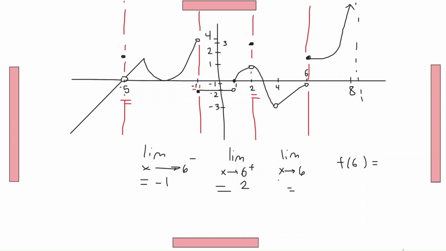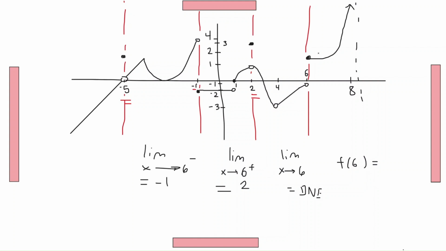Because these ones don't match, and they don't match because this is a jump discontinuity, we know that this limit at 6, the two-sided limit, isn't going to exist because the values weren't the same for the left and the right limit. So we would write does not exist here, or DNE.